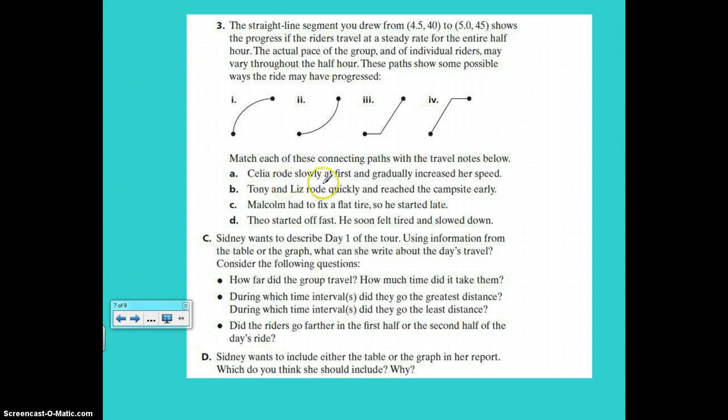Celia rode slowly at first, then gradually increased her speed. Tony and Liz rode quickly and reached the campsite early. Malcolm had a flat tire, so he had to start late. And Theo started out fast. He soon felt tired and slowed down. So take a minute to look at those.